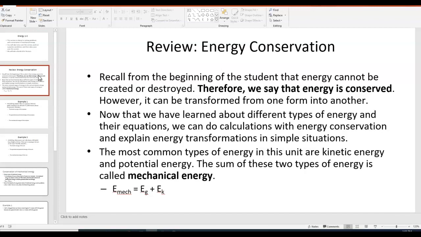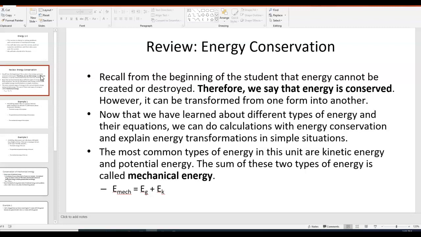So, just to recap, we talked about this in all of the videos so far, but basically in physics we have this really important theorem called the conservation of energy. The idea behind the conservation of energy is that energy is something that cannot be created or destroyed, but there are different forms of it, and energy can transfer from one form to another. So far we've learned about different types of energy, specifically kinetic energy and gravitational potential energy. With that in mind, we can do basic calculations with energy conservation.